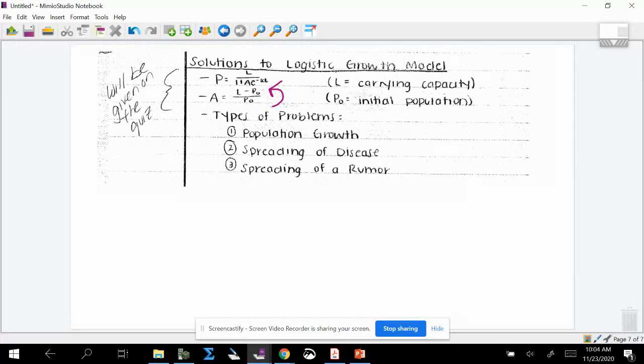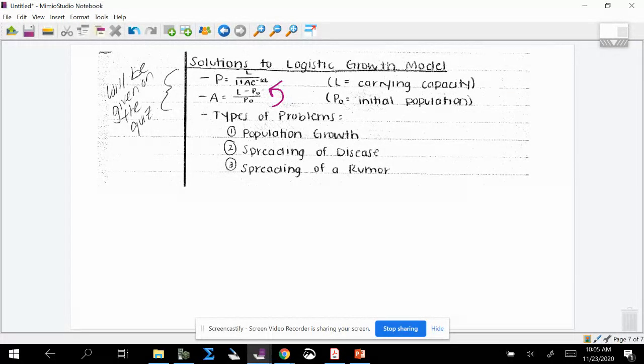There are three different types of problems that you'll see as we go through this. We'll have population growth. So again, the idea of like moose in a national park or rabbits in an enclosure or even people. Spreading of a disease. So here's our COVID virus going on, or the spreading of a rumor. Those are the types of problems that you'll see the most often.